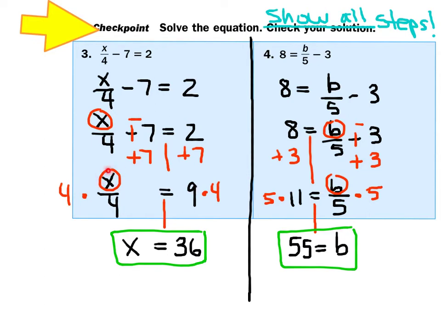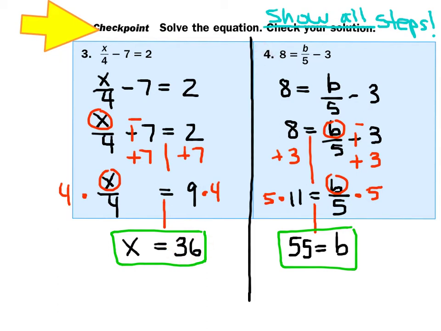So I circle my variable. I bring down the wall. See, the dividing by 4 is touching the circle, so I have to do the inverse. I multiply by 4 on both sides of the wall. So these 4's will cancel out, and I bring down the x, I bring down the equal sign, and 9 times 4 gives me 36.